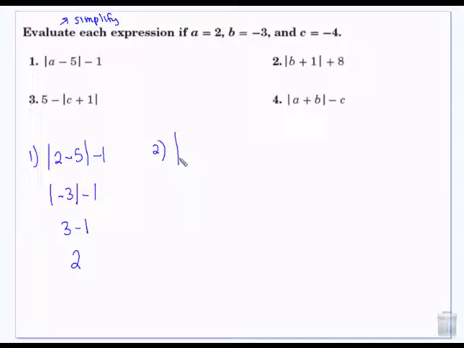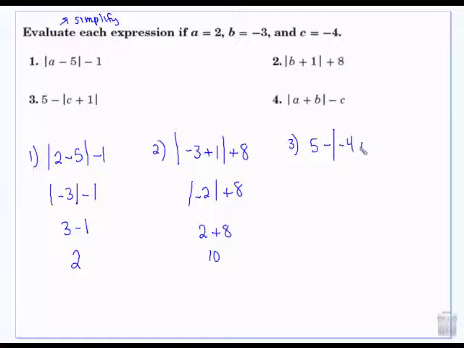Number 2, B is negative 3, so it's negative 3 plus 1 plus 8. Negative 3 plus 1 is negative 2. Absolute value of negative 2 is positive 2, so that one's 10. Number 3 is 5 minus negative 4 plus 1. So 5 minus the absolute value of negative 3, which is 5 minus 3, which is 2.